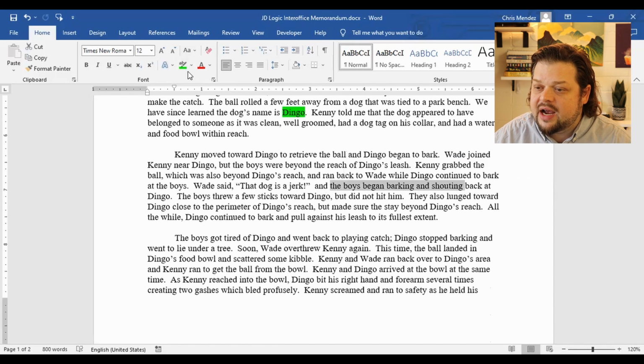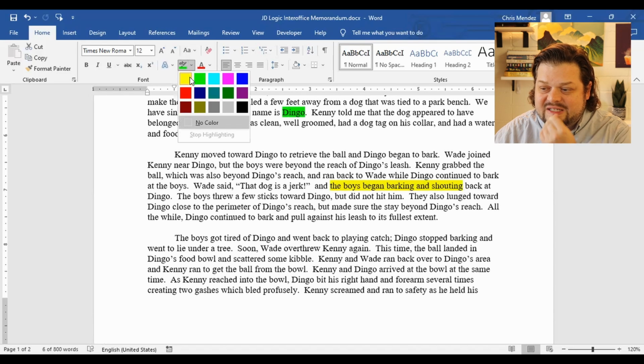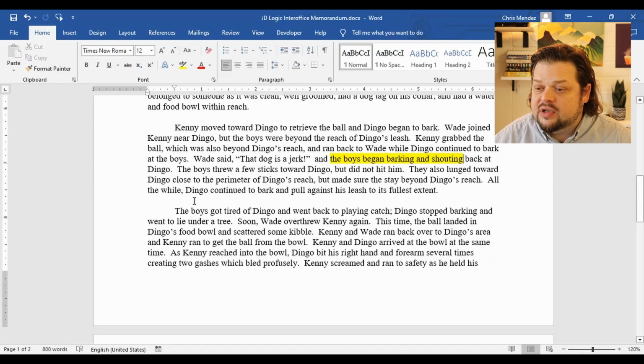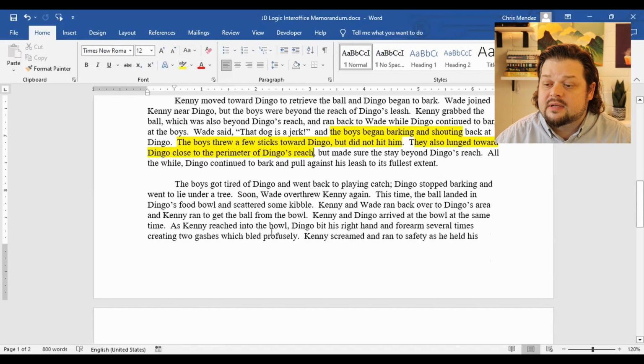Okay, so we need to keep track of what the boys did to Dingo here. So they began barking and shouting at him. Is that going to be provocation for the purposes of our case? We don't know yet. The boys threw a few sticks at Dingo but did not hit him. Is that provocation? We don't know. They also lunged towards Dingo close to the perimeter of Dingo's reach, but made sure to stay beyond Dingo's reach.